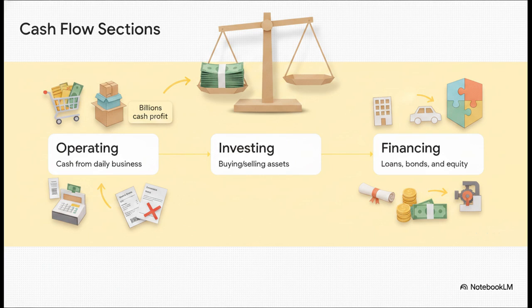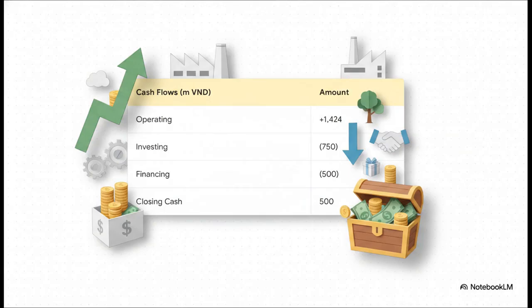So if a company has $2 billion in profit but no cash, the operating section will likely show you that the cash is tied up somewhere else, maybe rotting away in a warehouse full of unsold inventory or stuck with slow-paying customers. Let's pull up Hoabin's B03 report to see what a beautifully healthy flow looks like.